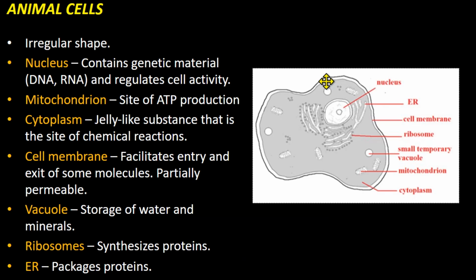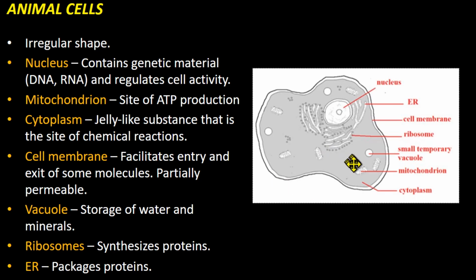Here we have an animal cell. We can say that the animal cell has a blob-like irregular shape. This has a nucleus, which contains genetic material, DNA and RNA, and regulates cell activity. There's mitochondria, which is the site of respiration or ATP production. The jelly-like cytoplasm is the site of chemical reactions. There's a cell membrane or plasma membrane that facilitates entry and exit of some molecules. This is partially permeable. Examples of molecules that can enter would be oxygen, glucose, and water, but larger substances such as another cell, like red blood cells, cannot enter the cell.